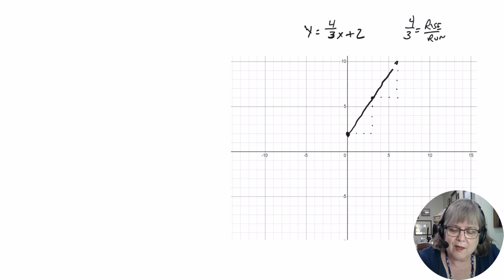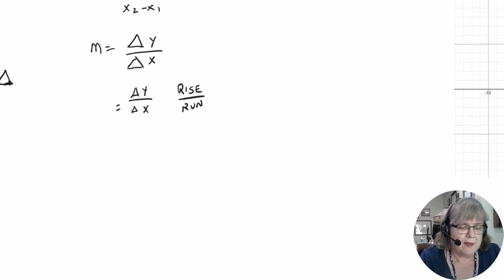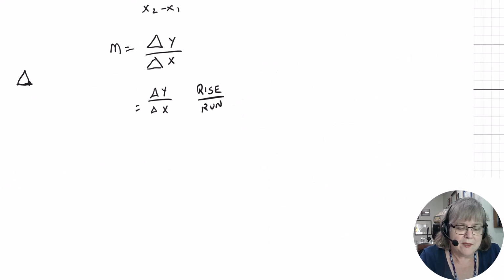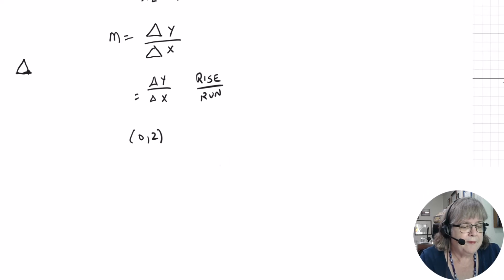We didn't really care necessarily where those points were located. We just counted over the slope and drew a line. But let's go back over here for just a minute, and I just want to ease you into this. So we started at the point (0, 2), right? And the rise over the run was 4/3.